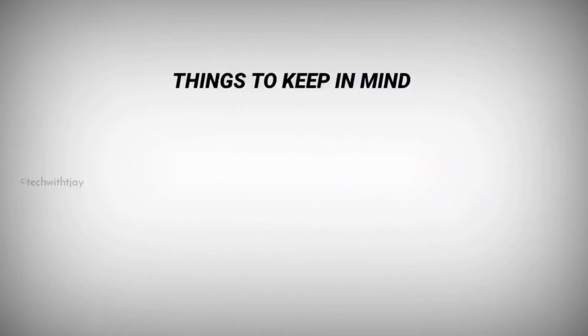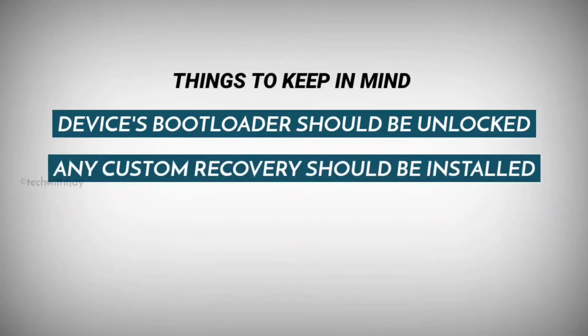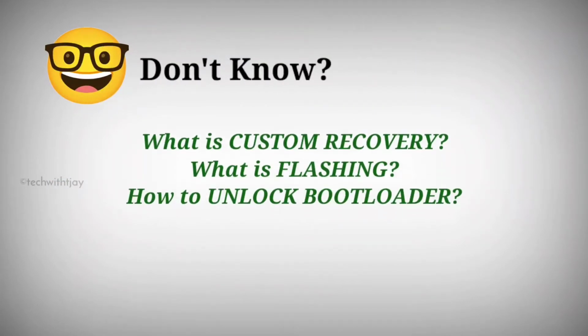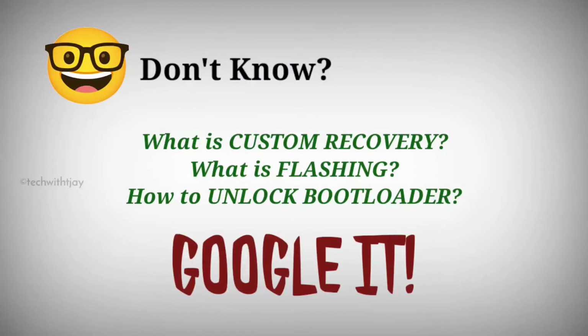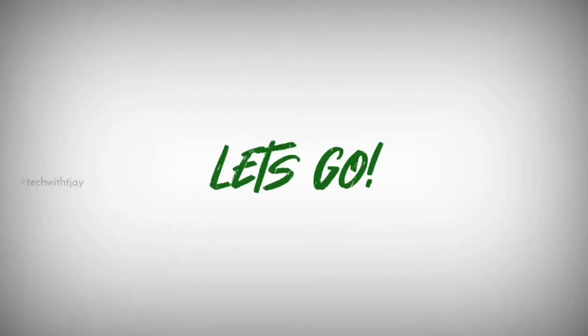Before installing, there are two things to keep in mind. First is, your phone's bootloader should be unlocked. And the second thing is, some custom recovery should be installed, like TWRP or Orange Fox recovery. If you're a person who doesn't know what is custom recovery and what is flashing and how to unlock bootloader, kindly go Google it. I'm not responsible for bricked devices. Without wasting any time, let's get into the video.